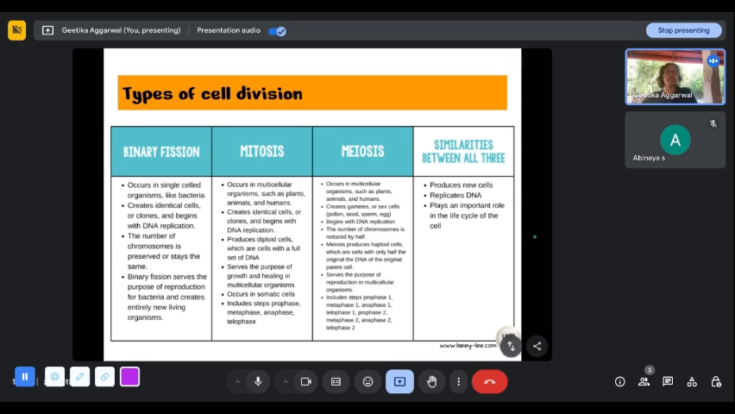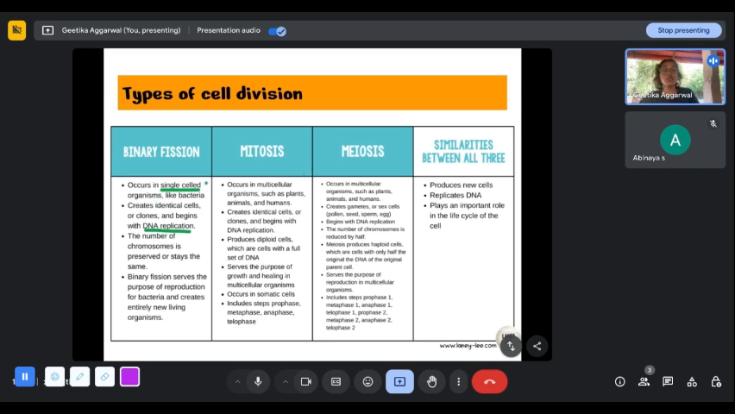So there are three different types of cell divisions that we'll be discussing and that actually exist. One of them is called binary fission, mitosis, meiosis. You might already be aware of this because a lot of the times it's covered in high school. But to give you a slight recap, what is happening in binary fission is that it occurs in single celled organisms, for example, bacteria, and it creates identical cells and it begins with DNA replication. The number of chromosomes stays the same, and binary fission serves the purpose of reproduction of a bacteria and it creates entirely new living organisms.